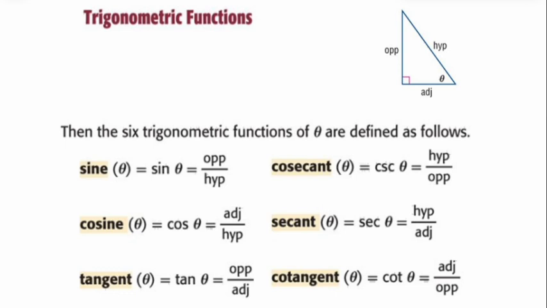Sine is SIN. Cosine is COS. Tangent is TAN. Don't say sin, cos, and tan. It drives me nuts because that's not what it is. Please call it sine, cosine, and tangent.